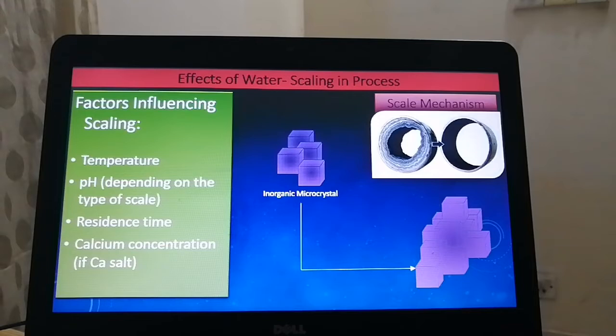The second very important thing that affects any scaling is pH. It is definitely one of the vitally important parameters. Depending on the pH, scaling can be aggressive, scaling can be low, scale can be dissolved. So many things can happen. So pH is one of the important parameters that influence scaling.